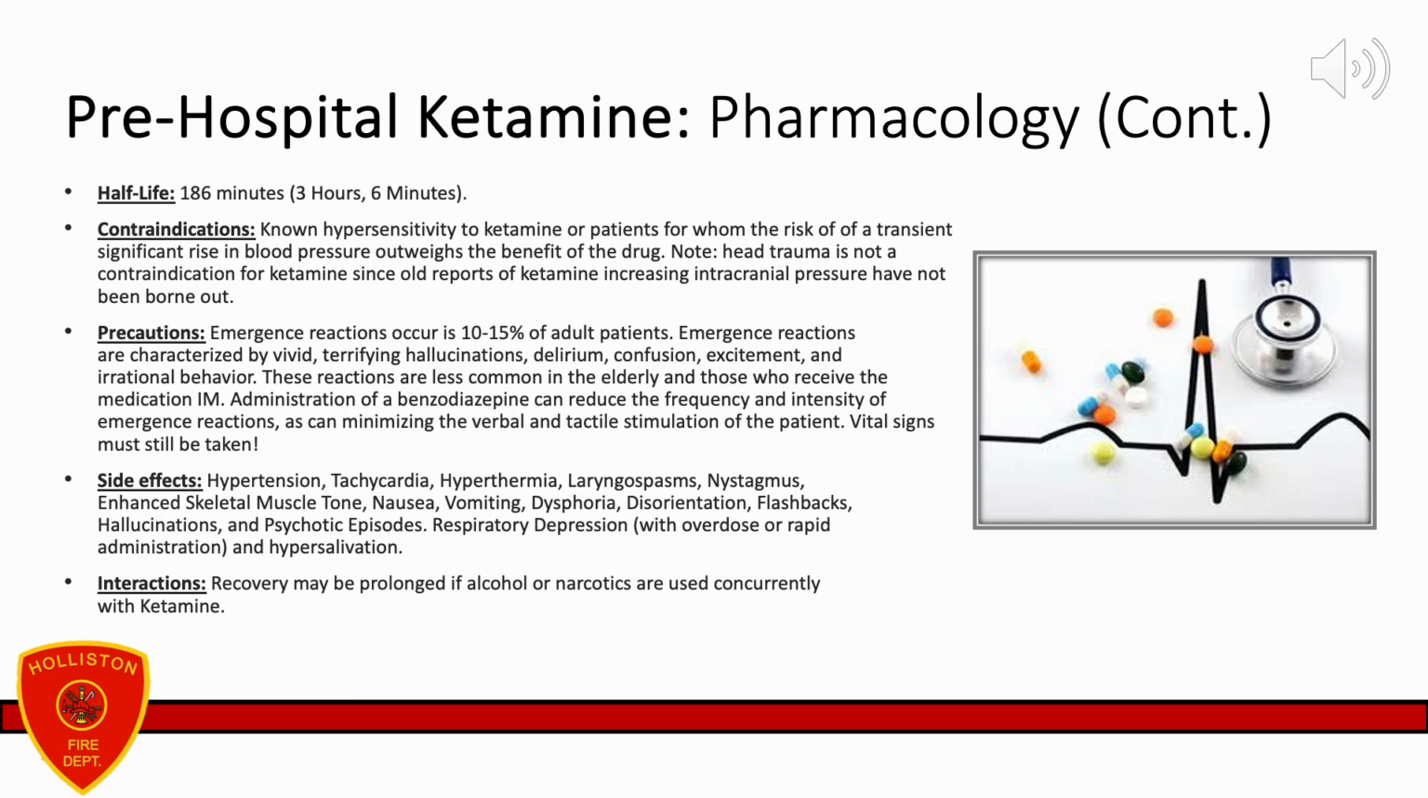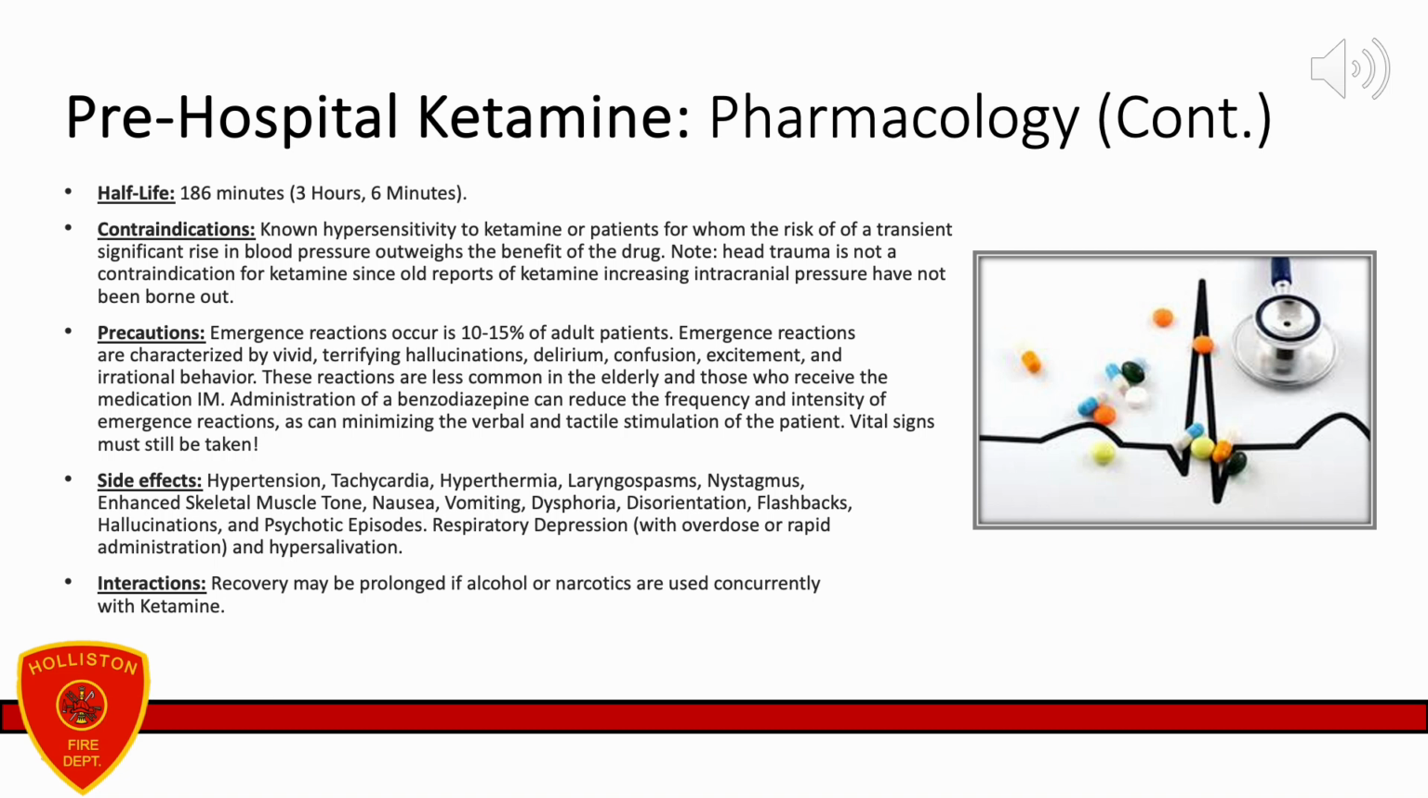Certainly for side effects, hypertension, we talked about tachycardia, hyperthermia, all those things you're going to see with a beta drug process. You can have some laryngospasm, so if you're thinking about having your airway products out, I would have a BVM out nearby if you're giving ketamine. Assign your BLS partner to have the BVM pulled out of the bag, ready to go in case you need it.